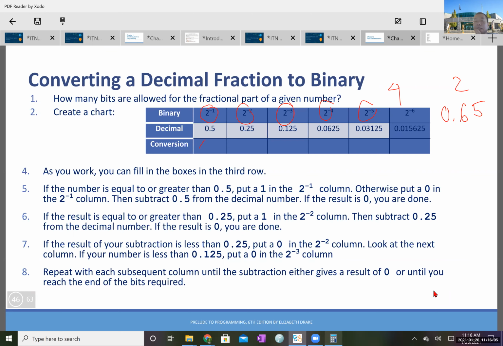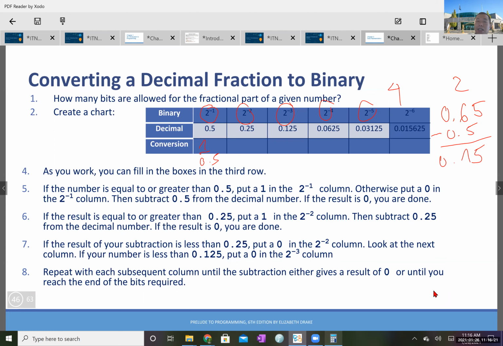You put the number 1 here. So when you only have the number 1 here, actually you only have 0.5 for this one. That's why you have to minus 0.5 here. So when you minus 0.5, you have 0.15 left here.